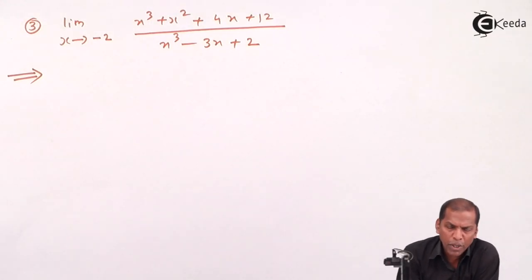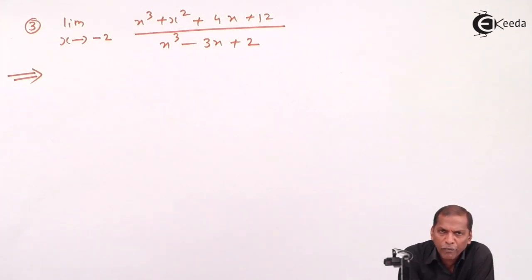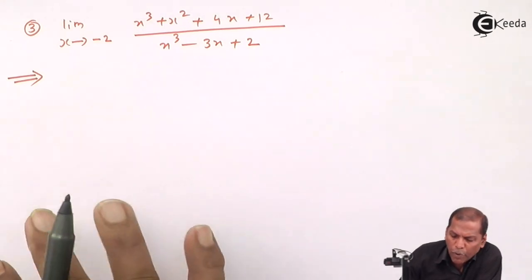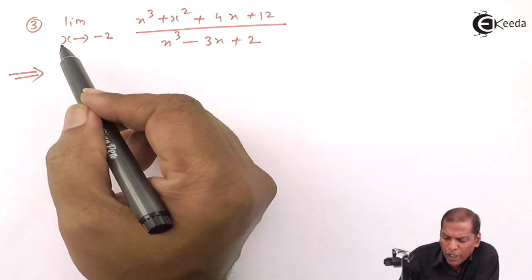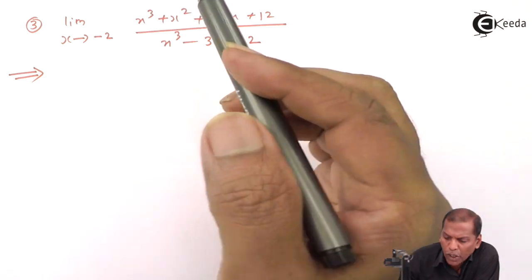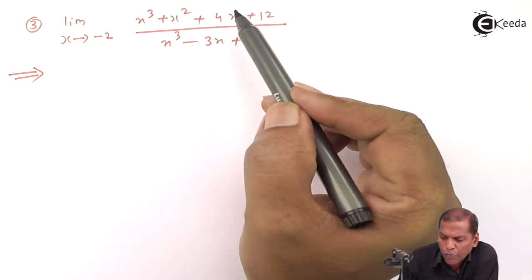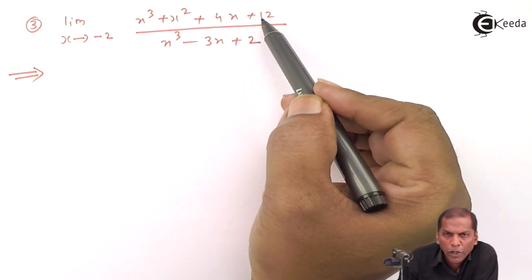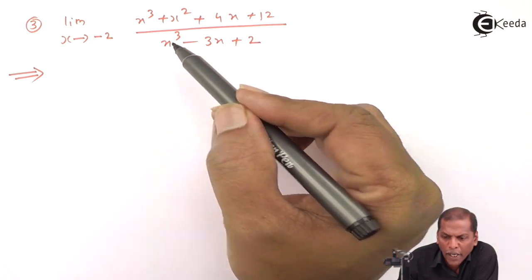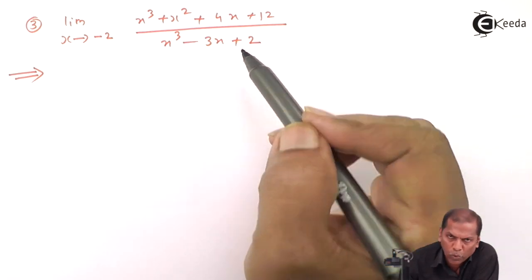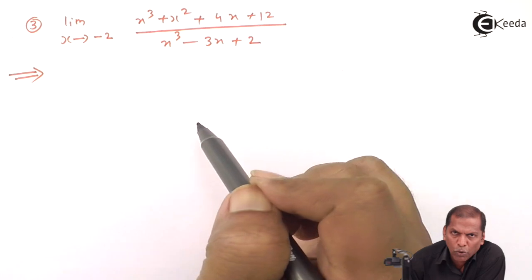Hello friends, now we see the problem number 3, which is also based on factorization method of chapter limits. The problem number 3 is limit x tends to minus 2 of x cube plus x square plus 4x plus 12, whole thing divided by x cube minus 3x plus 2. Now let's see the solution.